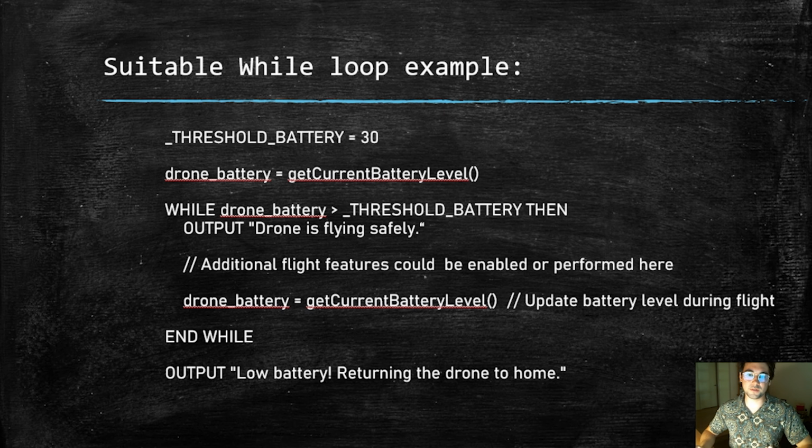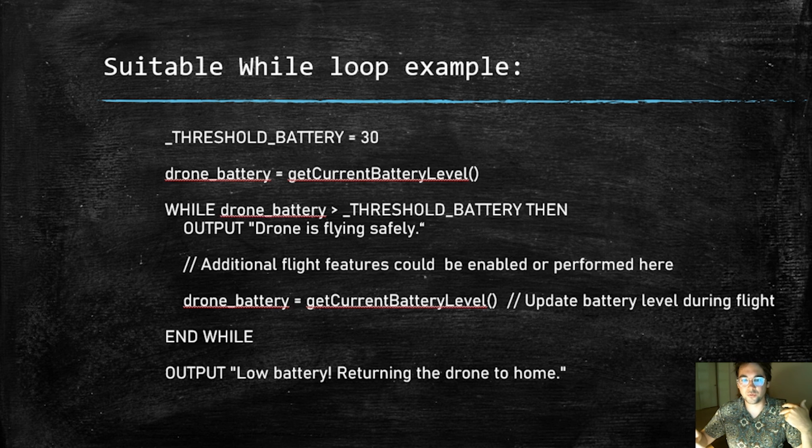So the while loop is suitable in this situation because we don't actually know how many times we're going to iterate, so we don't know how fast that battery level is going to drain on each iteration. So that's why, since we don't know how many iterations we're going for, the while loop is suitable.